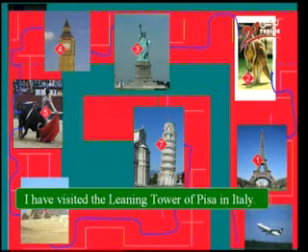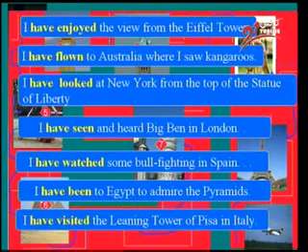Let's look at all the sentences he said together. I have enjoyed the view from the Eiffel Tower. I have flown to Australia where I saw kangaroos. I have looked at New York from the top of the Statue of Liberty. I have seen and heard Big Ben in London. I have watched some bullfighting in Spain. I have been to Egypt to admire the pyramids. I have visited the Leaning Tower of Pisa in Italy.